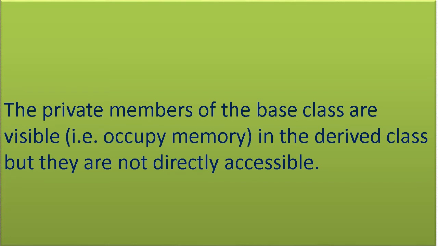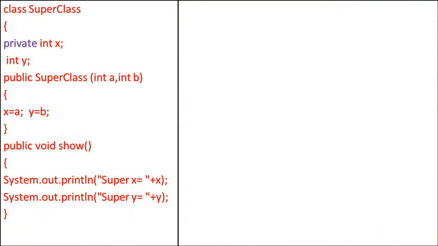Next point is the private members of the base class are visible, that is, they occupy memory in the derived class, but they are not directly accessible. Means memory they will occupy, but we can't access them. Like we are taking one example. Here you can see that the class is having two members, private int x and int y. So x I have taken as a private member and y I have taken as a default member. One parameterized constructor is defined for this superclass, and that is initializing x and y. You can see one function I have taken, void show, which is displaying the values of x and y.